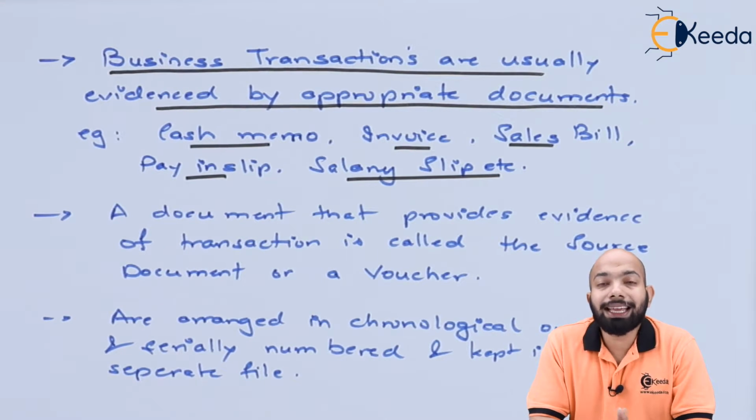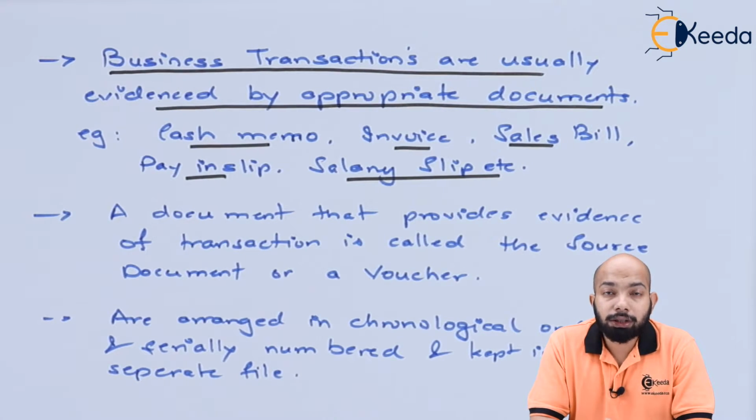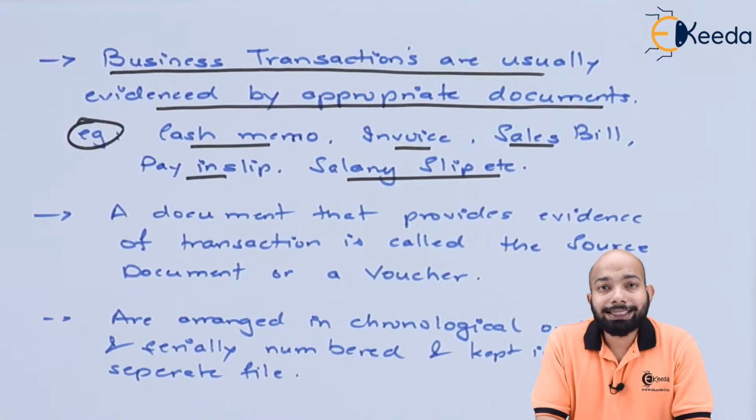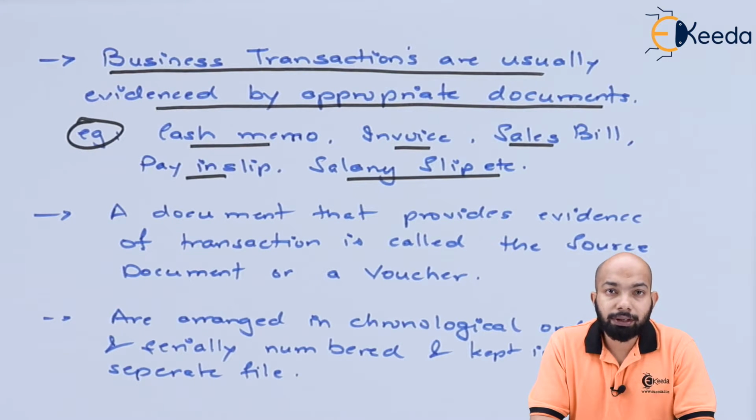So when you talk about any kind of transaction, a supporting copy is required to ensure that all these transactions that have taken place have a source document which can evidence them. Let's go on to the next point. Now, the examples of such documents may be cash memo, invoice, salary slip, pay-in slip, or any kind of slip that is provided related to that specific transaction.